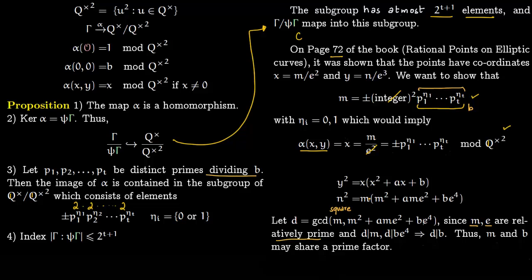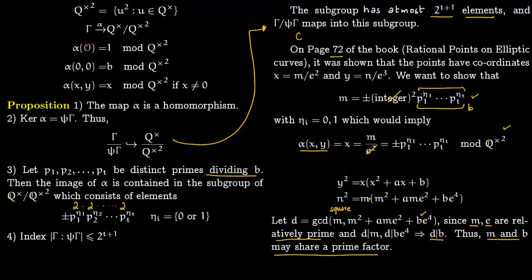In particular, since this is an addition, d will divide this, but m and e are relatively prime, so they do not share any prime factor, so d has to divide b. Therefore m and b may share some prime factors. All the prime factors which come here, because the integer is a square, some prime factors are squares, and those which are not squares are coming from b.